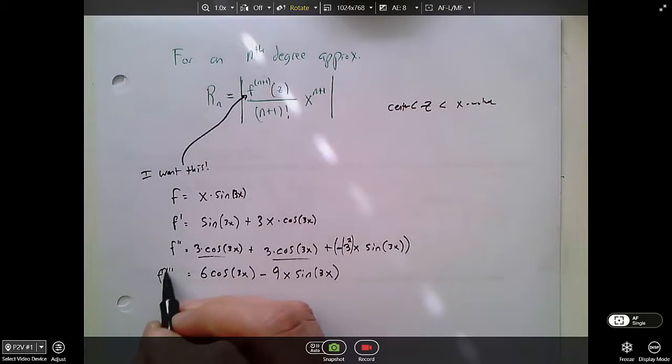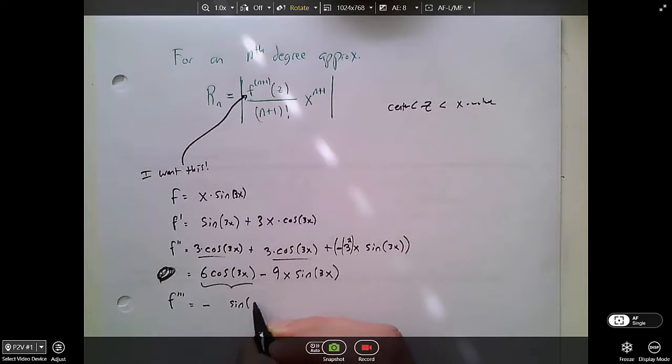Oh, wait, am I done? No, I just wrote third derivative. Haha, that's the second derivative. Okay, third derivative. So do it step by step. So cosine is going to be negative sine. So that's negative sine 3x times the derivative of the inside is a 3. So 6 times 3 is 18.